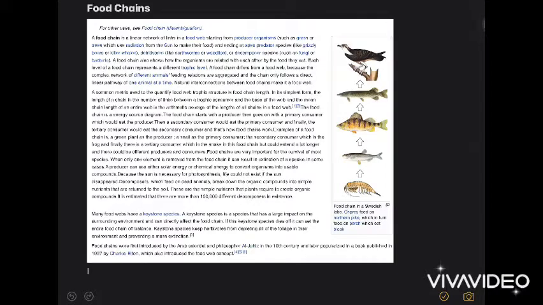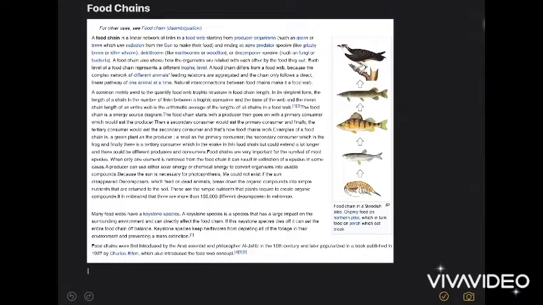What is a food chain? A food chain is a linear network of links in a food web starting from producer organisms such as grass or trees, which use radiation from the sun to make their food, and ending at apex predator species like grizzly bears or killer whales, detritivores like earthworms or woodlice, or decomposer species such as fungi or bacteria.